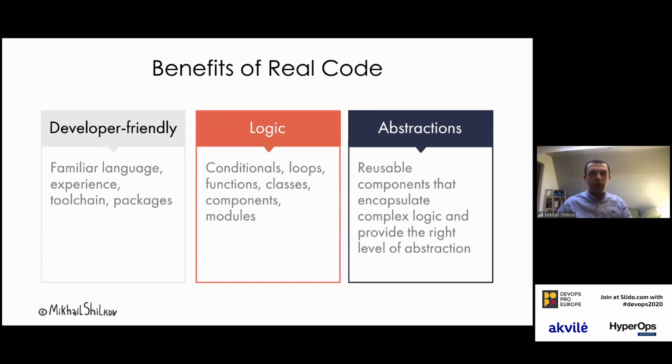I strongly believe that general purpose code, or real code, will help you maintain your infrastructure in better shape. It's developer friendly, so operators and developers can work together to define better infrastructure and to teach developers to work on applications at the infrastructure level. Logic like conditionals and loops and classes and components are built in right there. You don't have to reinvent the wheel. You just reuse the same constructs that you get from the language.